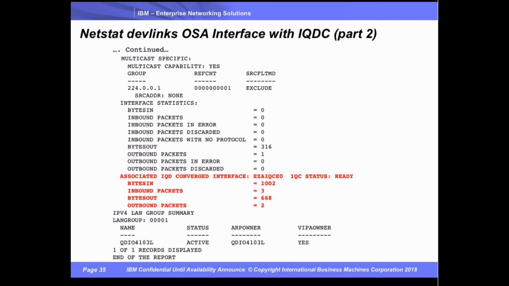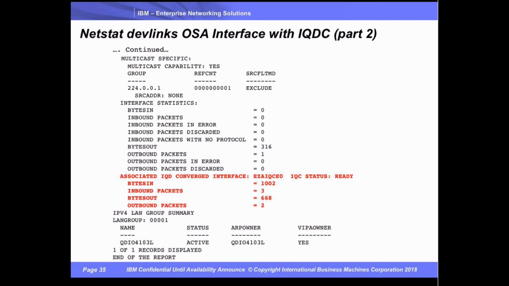But you'll notice at the bottom of the screen, you'll see the associated IQD or HiperSockets Converged Interface. In this case, it's EZA IQC EZ0, and it shows that that device is ready. It shows you the number of packets that were diverted and sent out and received over this HiperSockets channel on behalf of this OSA interface. All right, so that's good information.